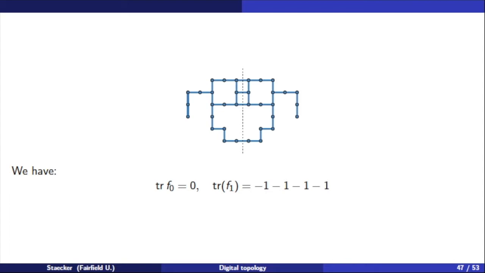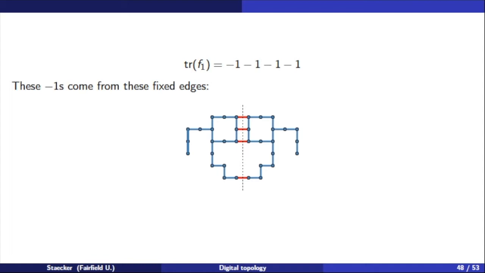So the trace in dimension 0 is 0. The trace in dimension 1 is these numbers, which adds to -4. The -1s come from these edges, which are being fixed, but they're being reversed, which is why it's -1. We can do something here that's similar to the fixed point classes.